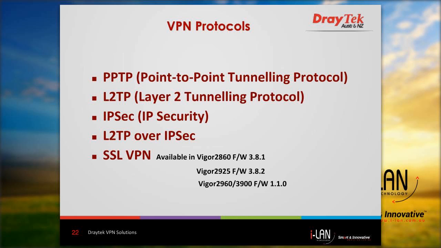As I mentioned earlier, in the latest firmware versions for the VIGA 2860 and 2925, SSL VPNs are now supported. So I've got the firmware version shown there on the bottom. So it's from 3.81, 3.82, and for the 2960 and 3900s 110, they'll introduce the SSL VPN. So that's an option in the LAN to LAN configuration.